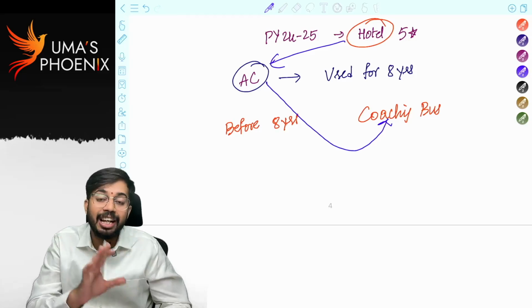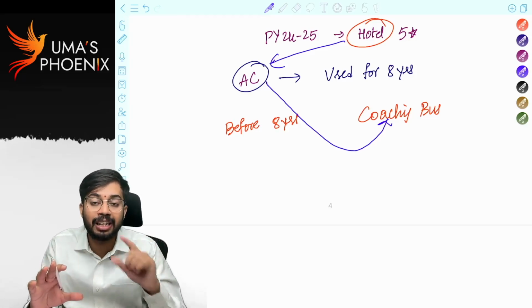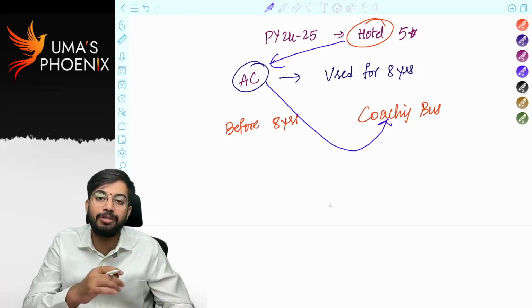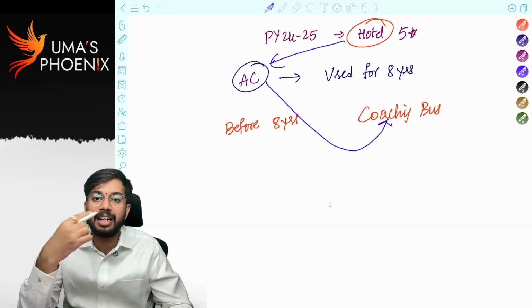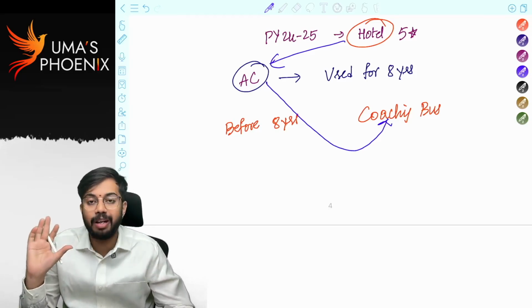Before 8 years, if I do such a transfer, then whatever the 100% deduction that I claimed in the specified business, that will be reversed. That means what? 100% of the expenditure I claimed as deduction will be considered as income and it is taxable under the head PGBP. Are you able to understand?